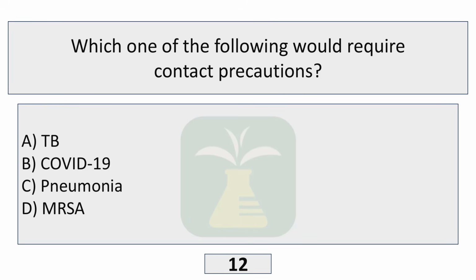Which one of the following would require contact precautions? A. TB. B. COVID-19. C. Pneumonia. D. MRSA. Correct answer, D. MRSA. MRSA would require contact precautions only. TB would require airborne precautions. COVID-19 would require contact, airborne, and droplet precautions. Pneumonia would require droplet precautions.